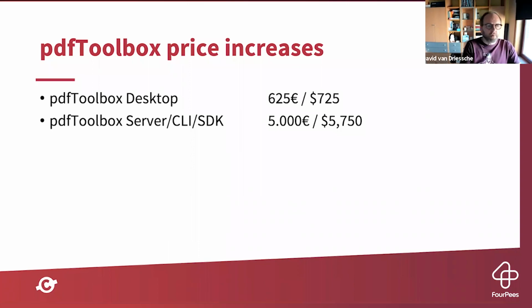For example, if you buy 5 versions of pdfToolbox Desktop, then there is a slightly decreased price because you buy 5 units. That also gets a little bit more expensive, in line with the more expensive price of pdfToolbox Desktop itself.